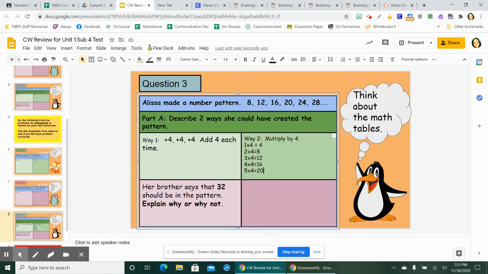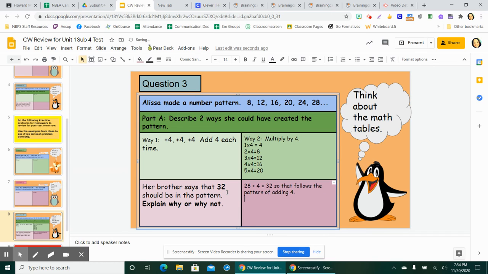All right, now her brother says that 32 should be in the pattern. Explain why or why not. Well, if I look, let's see. I go from 28 and I'm going to add 4. So 28, 29, 30, 31, 32. So I could say here that 28 plus 4 equals 32. So that follows the pattern of adding 4.